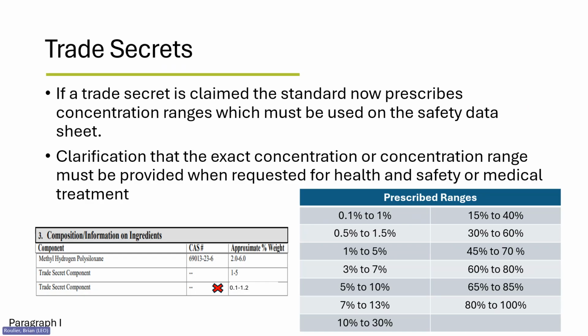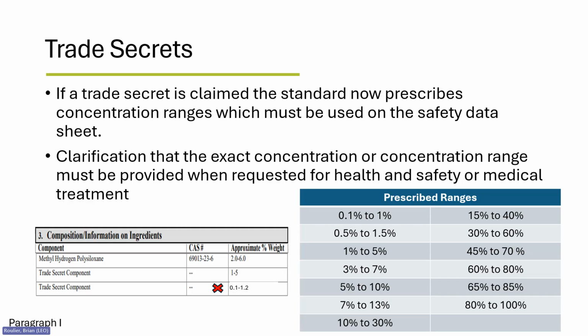The trade secret requirements were revised to prescribe specific ranges which must now appear on the safety data sheet for the concentration of a trade secret substance. The range used on the safety data sheet shall be the narrowest range of the listed concentrations. For example, if the range is 15 to 25%, the manufacturer shall select 10 to 30% to appear on the SDS instead of the broader 15 to 40%.